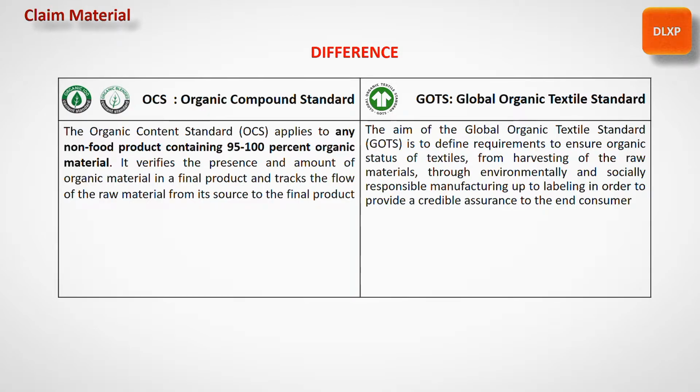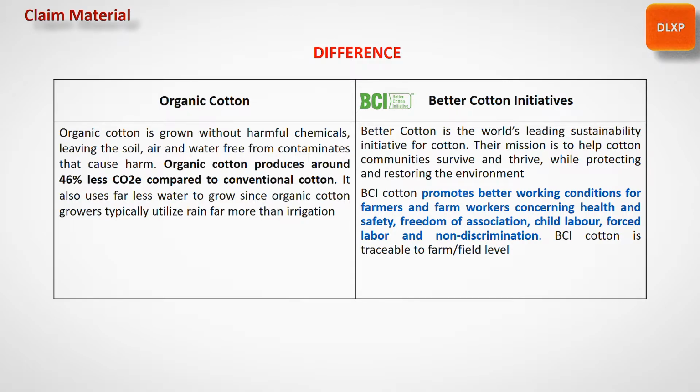On the other hand, we have a difference between organic cotton and BCI, the Better Cotton Initiative, cotton. There is some confusion about the BCI, so here we can address this. Organic cotton is grown without harmful chemicals, leaving the soil, air and water free from contaminants that cause harm. Organic cotton produces around 46% less CO2 compared to conventional cotton. It also uses less water to grow, since organic cotton typically utilizes rainwater more than irrigation. Or you can say organic cotton is environment friendly and water efficient cotton.